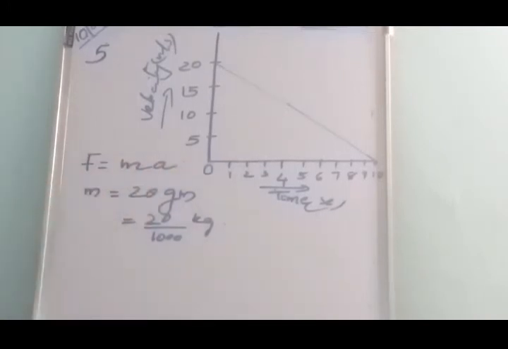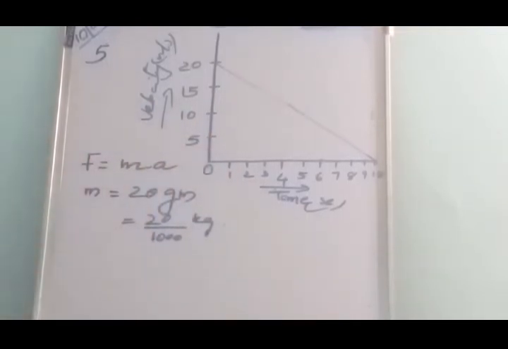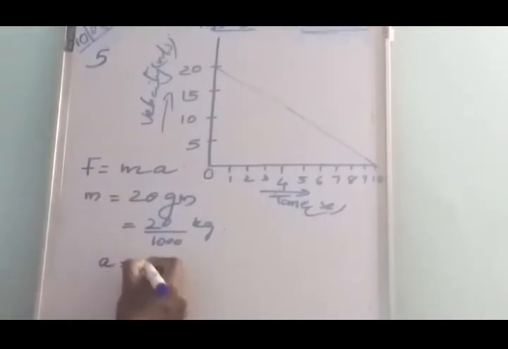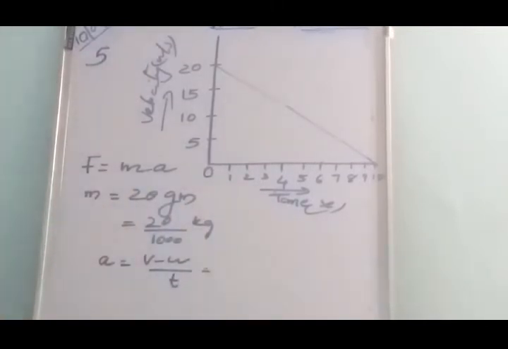But using this velocity time graph, we can calculate acceleration. You know the equation for acceleration: a is equal to change in velocity by time, v minus u by t. That is the equation for acceleration, a is equal to v minus u divided by t.